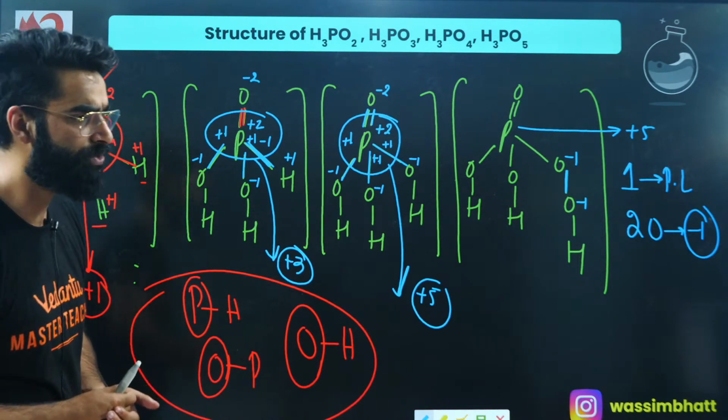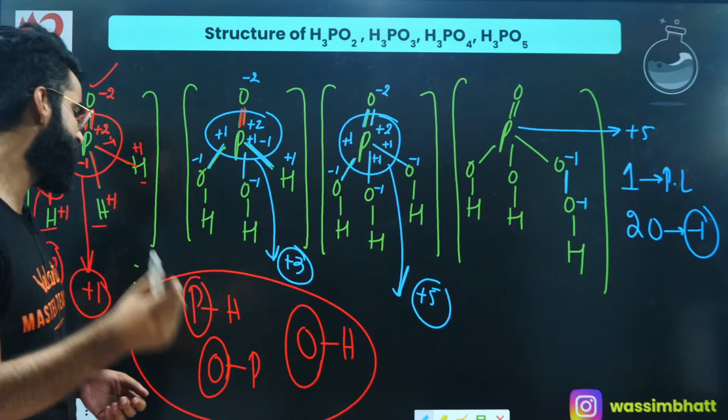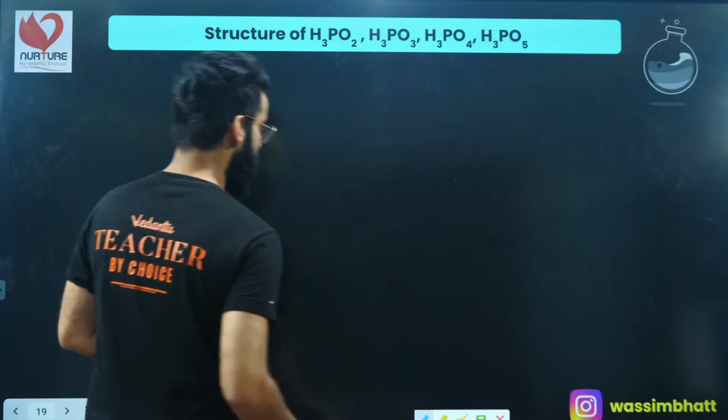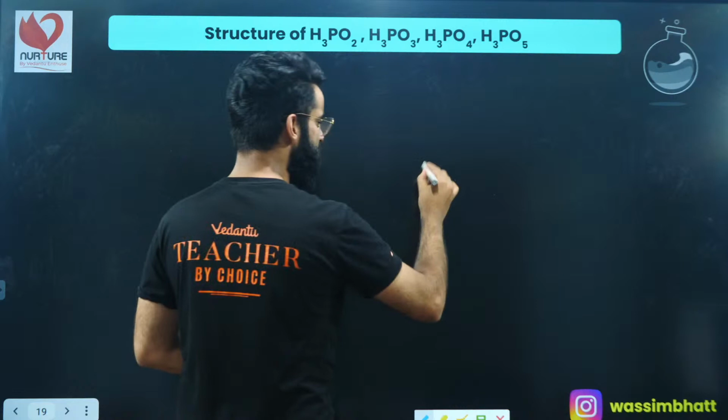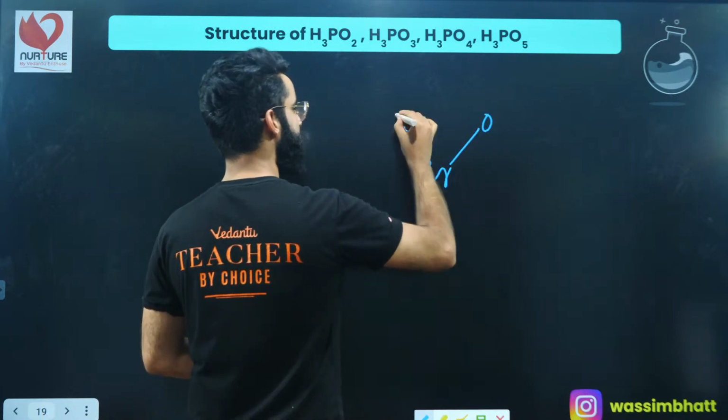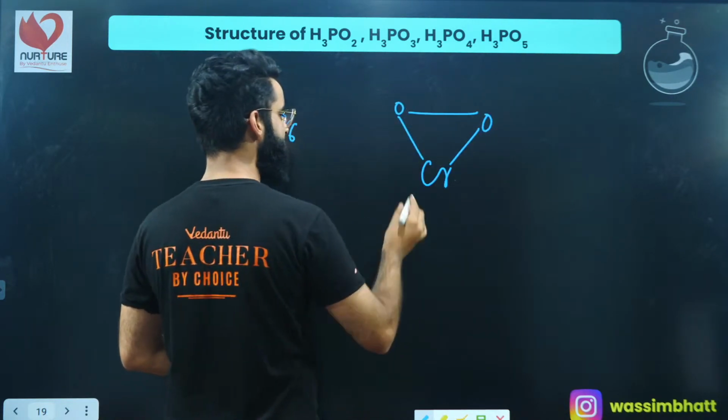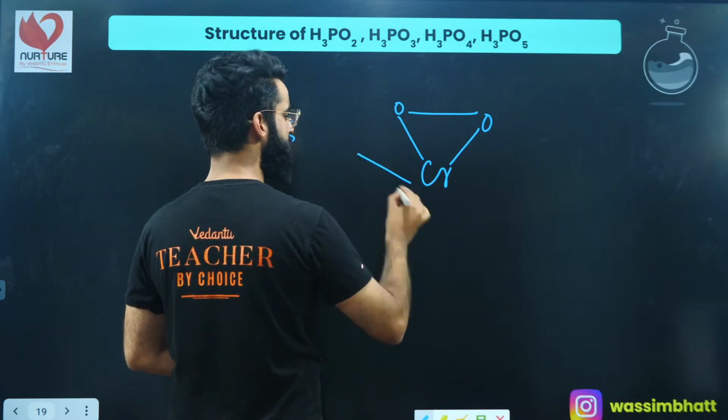Harshita is asking how to calculate the oxidation number of CrO6. Okay. If you talk about CrO6, the structure is like this. I'm making the structure of CrO6.